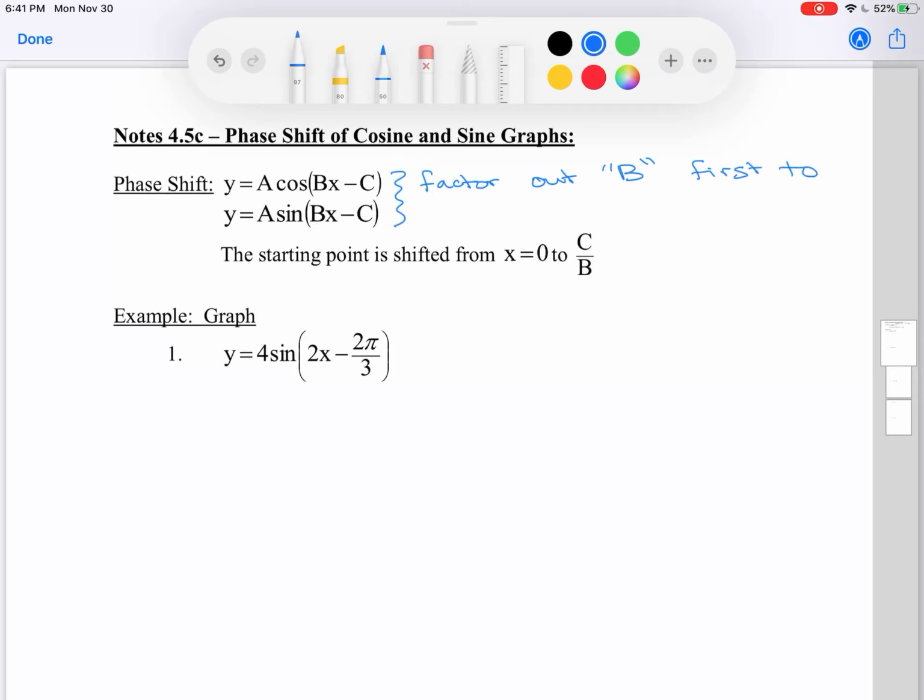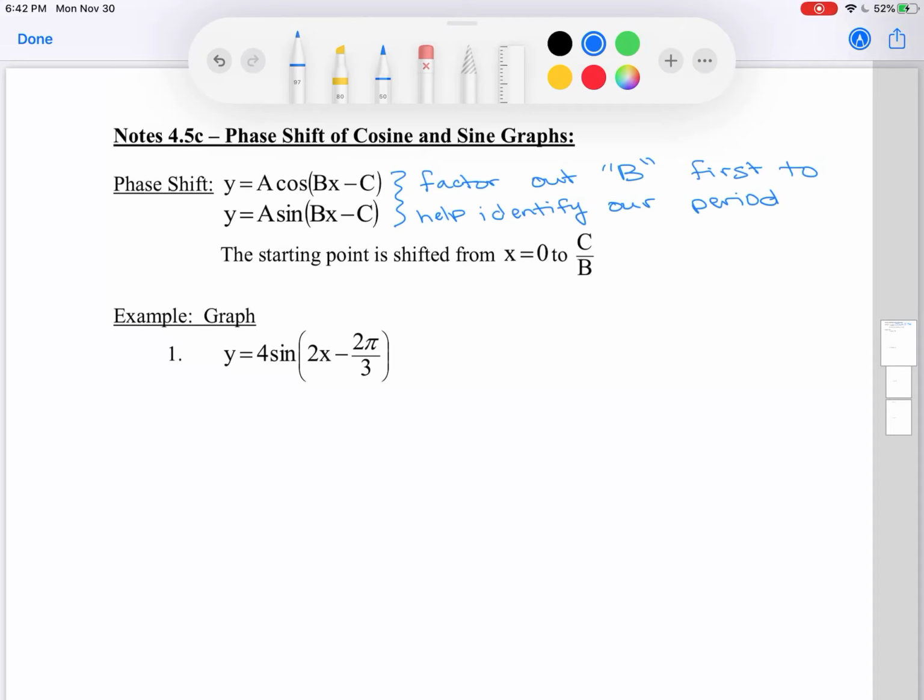The reason we want to factor out our B is because B is going to help us find our period. Once we know what our true B value is, then we will know our period. So we want to factor out B first to help identify our period. And remember, period is how long it's going to be before it repeats itself.